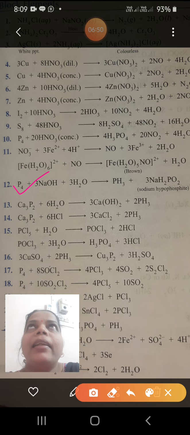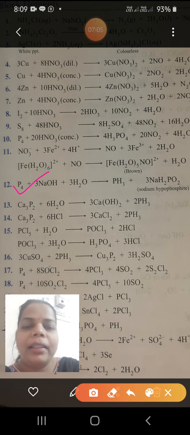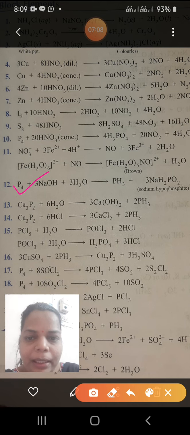One more reaction is there, when calcium phosphide is reacting with water and calcium phosphide is reacting with HCl, the product will be changed. With water it will form calcium hydroxide, with HCl it forms calcium chloride, but this is the reaction to form phosphine gas. Question number 15 is there, when PCl5 reacts with water, it is forming phosphorus oxychloride plus HCl, and again this phosphorus oxychloride is reacting with water to form phosphoric acid and HCl is formed.